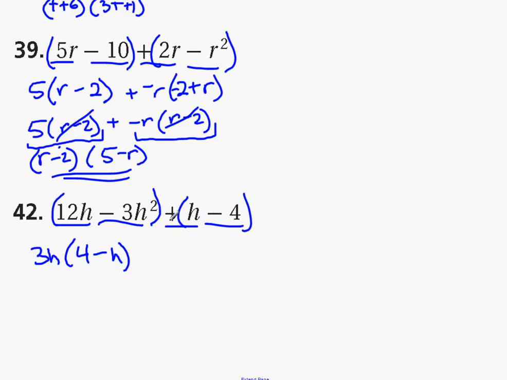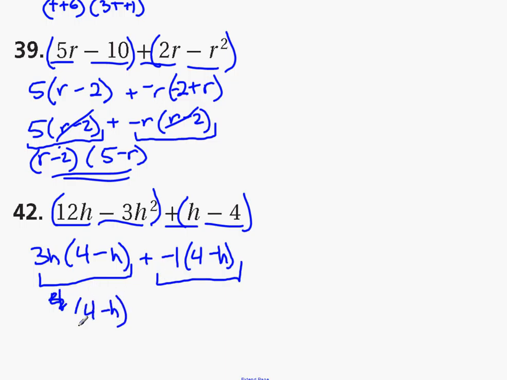This is somewhat the same problem I had up here, in the one above. I want the 4 to be positive and the h to be negative. So if I factor out a negative 1, that's going to switch these around. The 4 now becomes positive, the h now becomes negative, and now I have common factors. So my common factor between these 2 terms right here is 4 minus h, 4 minus h, and what's left is 3h minus 1. There you go.